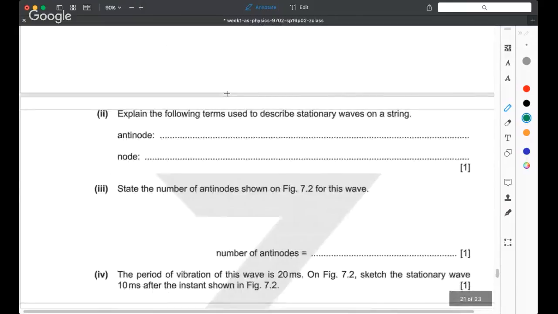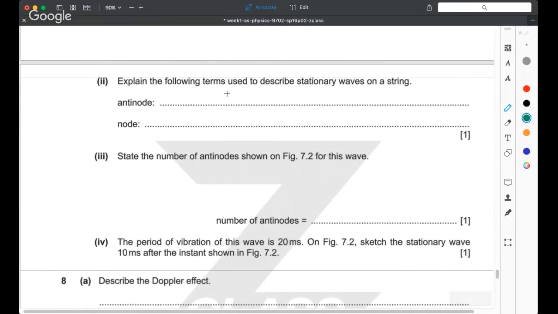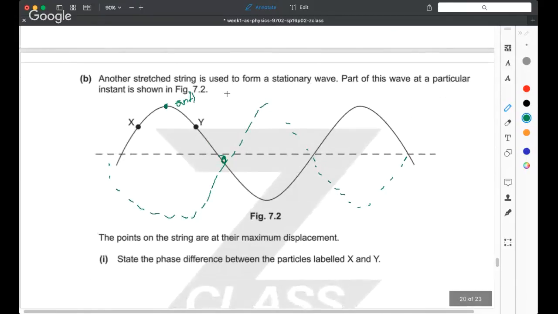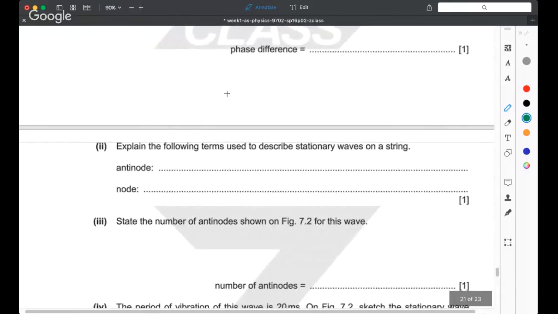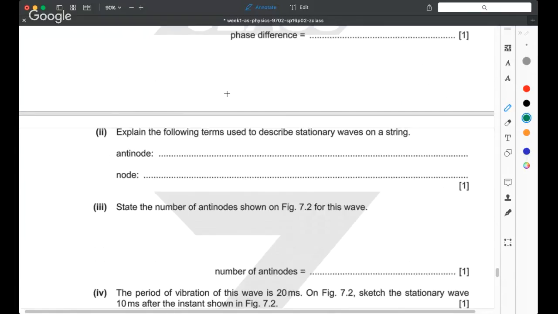The number of antinodes is shown in figure 7.2. Which one is figure 7.2? This one. So how many antinodes? 3. So it's 1, 2, 3. Yeah, 3 antinodes, this one.